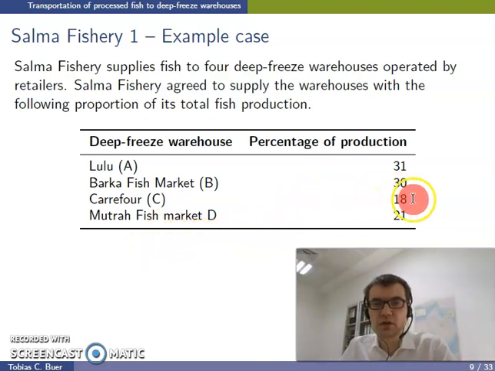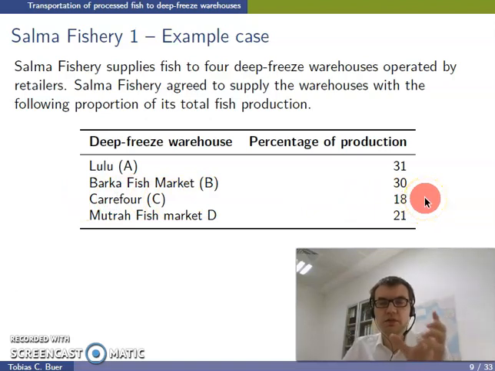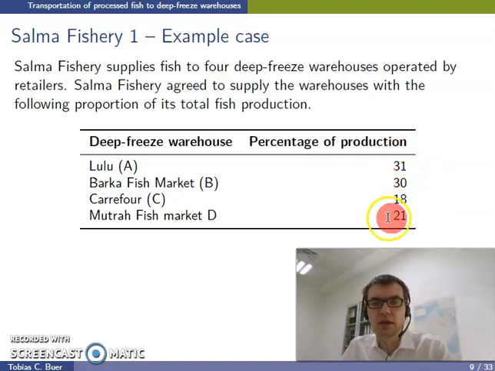is defined as follows. 18% of our production is delivered to Carrefour. We could also have a contract for a specific amount of fish, for example, a specific number of tons, but depending on the season, this might create a problem if the season is good or less good. So here we agreed on a percentage of our production.